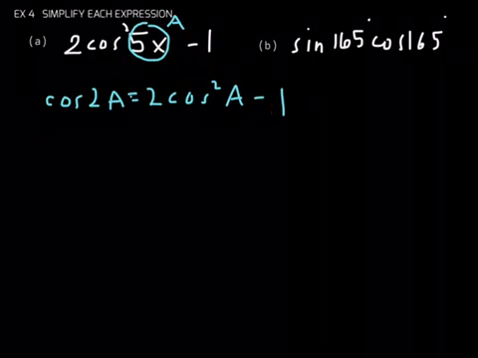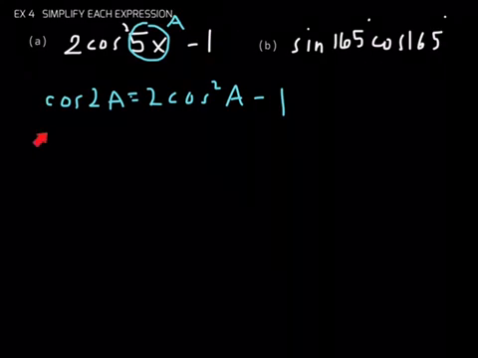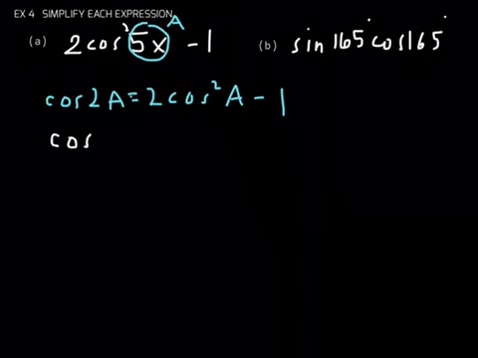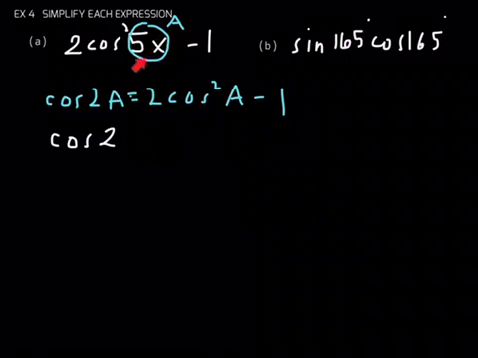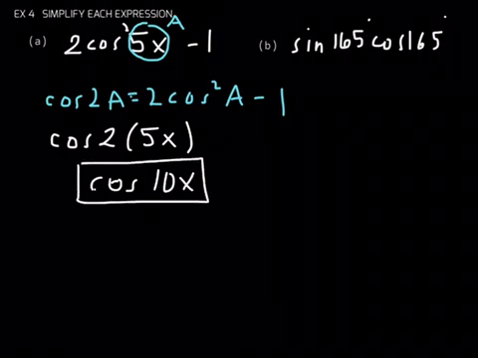Therefore, we can make this whole expression, which follows this pattern, look like the left-hand side. So the identity says all you have to do is write cosine of 2 times your a value. But in our example, our a value is 5x. So we're going to write 2 times 5x, which is cosine of 10x. So 2 times cosine squared of 5x minus 1 is the same thing as just cosine of 10x.